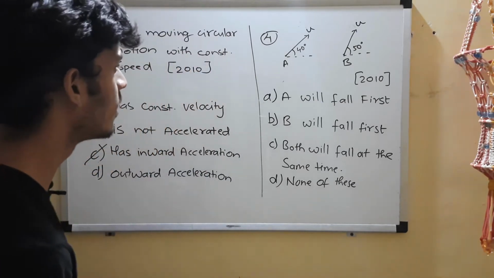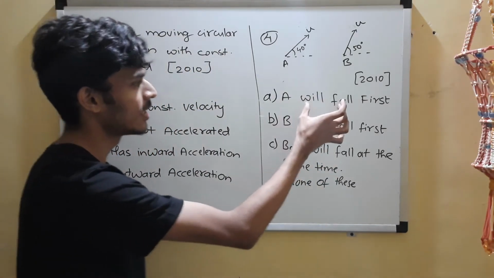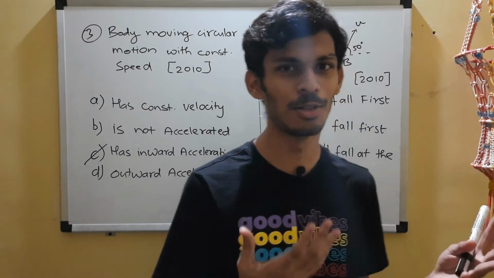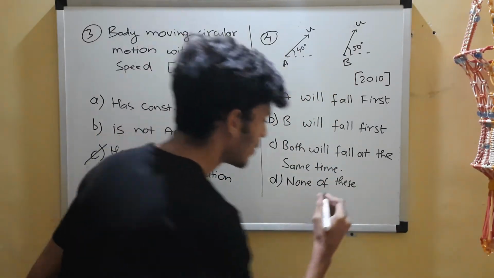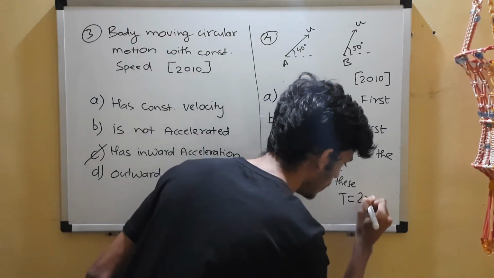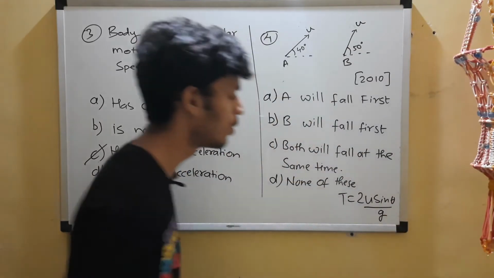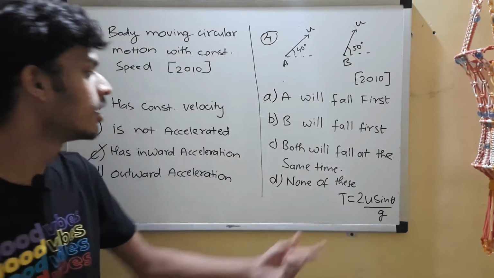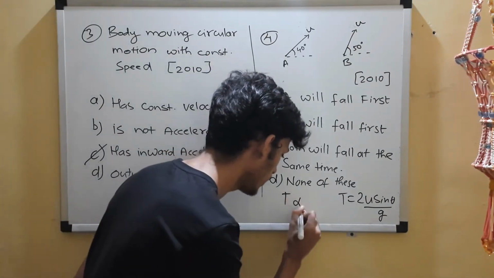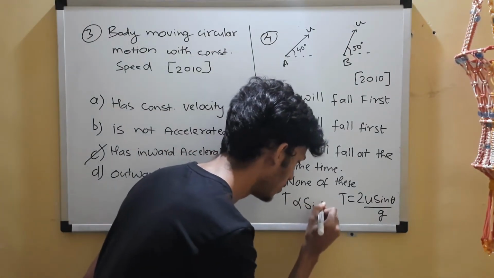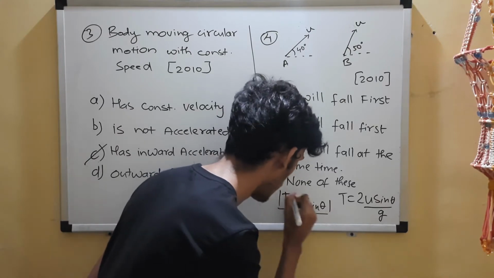Okay, so quite a simple question again, because we just have to compare their fall time, or the time of flight. So basically, let's write the formula for time of flight, which is 2u sine theta by g. From here, you can see that this time period is directly proportional to sine theta.